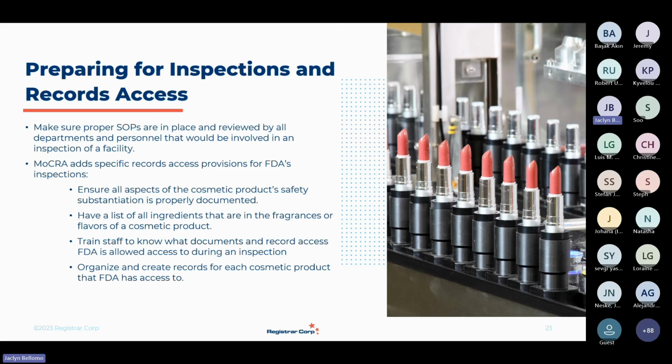Train staff to know what documents and record access FDA is allowed to access during an inspection. So very important to know what they do have access to and do not have access to, because when FDA does come and there is an inspection, having someone not prepared or not having the right documentation could be to a disadvantage, which again is why it's so important to organize and create records for each cosmetic product that FDA has access to. So very, very important to know what they're allowed to access and what it means when they come on site for that inspection.